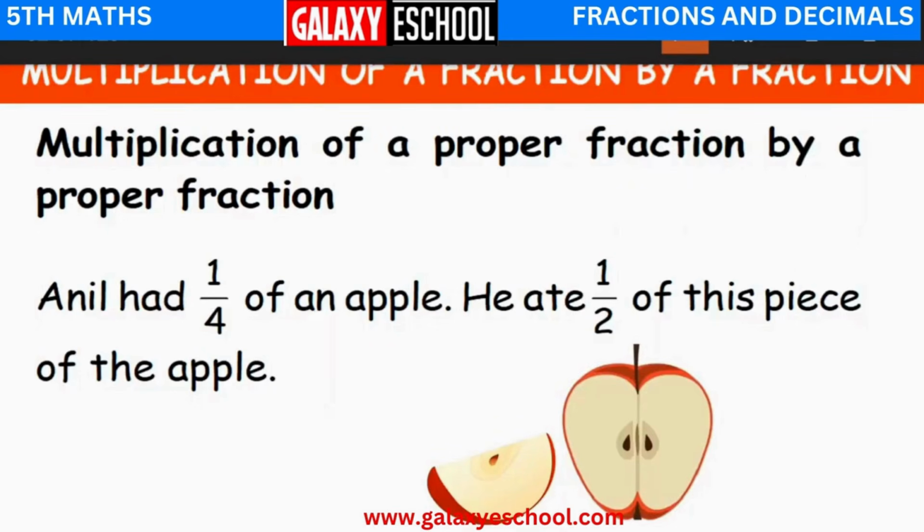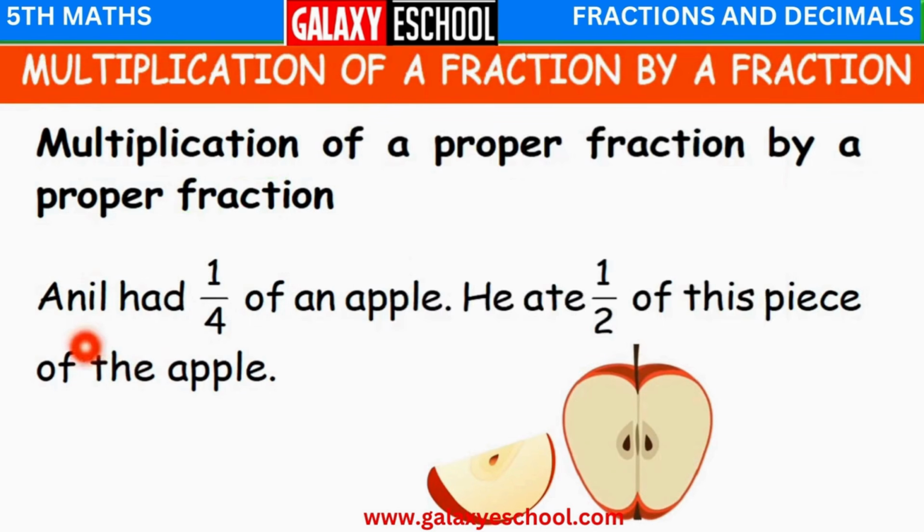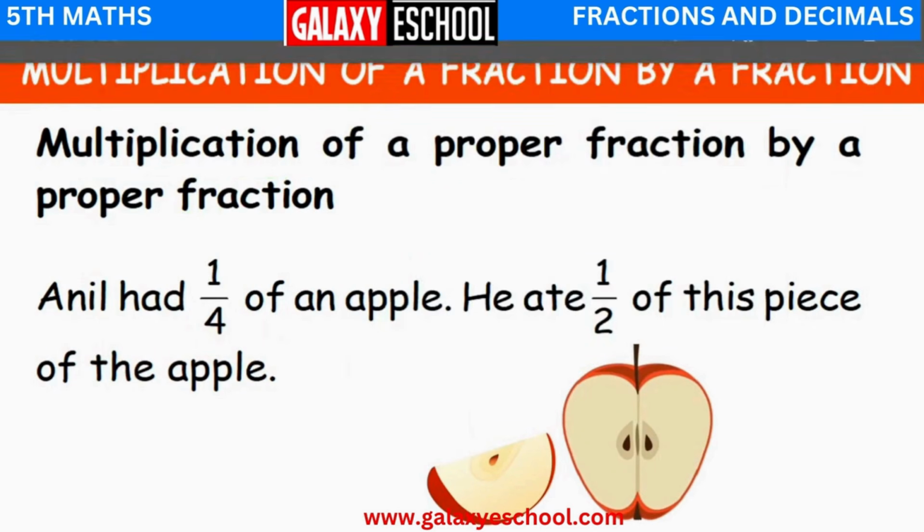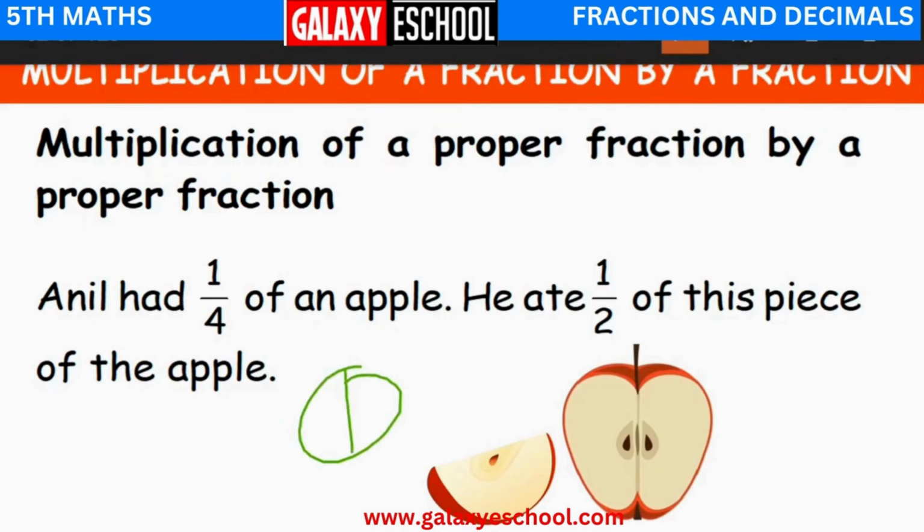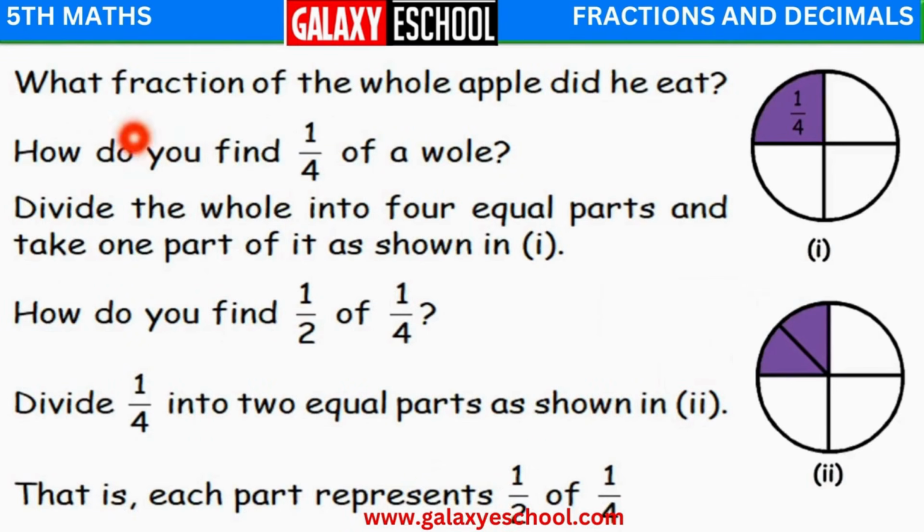Now what is a multiplication of a proper fraction by another proper fraction? See, suppose Anil had 1 by 4 of an apple. What does 1 by 4 mean? The apple was cut into 4 parts and Anil has one part of it, and he ate half of this piece of the apple. This is the 1 by 4 piece, and from this piece he ate half. Now what fraction of the whole apple did he eat?